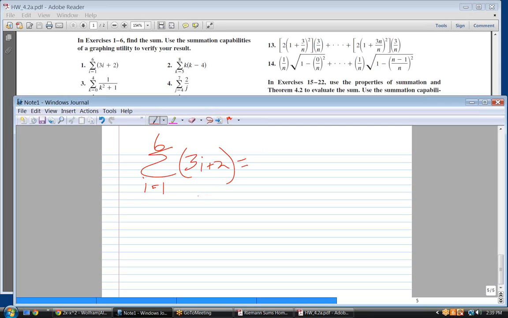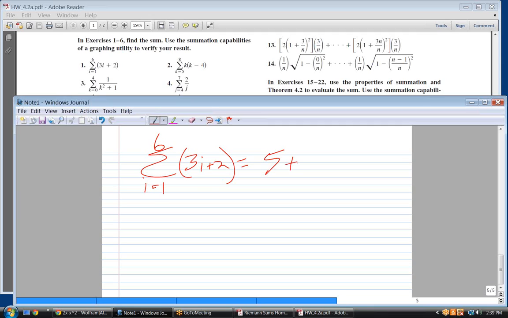This is a 6-term sequence, and we are going to add up all 6 terms of the sequence. That's what this means. Okay, what's the first term of the sequence? a1? Well, it's when i is equal to 1. So 3 times 1 plus 2. There's the first term of the sequence.